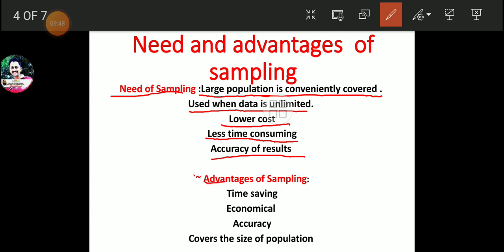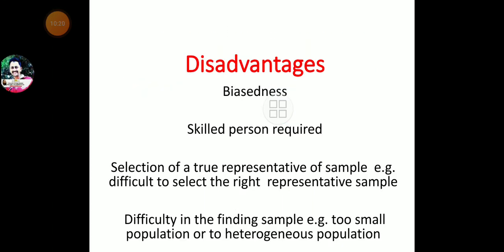Then what are the advantages of sampling? This point: it is time saving, economical, accuracy is there. If we use the methodology properly, then accuracy is there, and it covers the size of the population, isn't it? First is time saving, economical, accuracy, and also it covers the size of the population. That's why sampling has advantages. These are the advantages. Now what are the disadvantages?